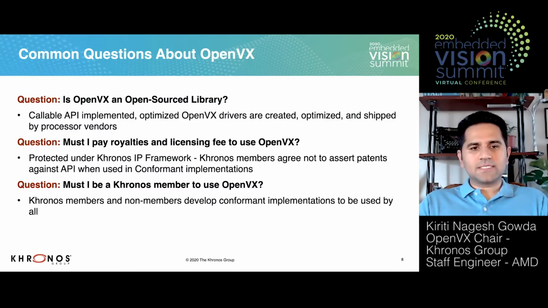The second question is, must I pay royalties and licensing fees to use OpenVX? The simple answer is no, you don't have to pay any royalties or licensing fees. It is protected in the Khronos IP framework, and the Khronos members agree not to assert any patent against an API used in a conformant implementation. And the third question is, must I be a Khronos member to use OpenVX? That's again a misconception. Members and non-members can actually implement OpenVX, and anybody can use it.